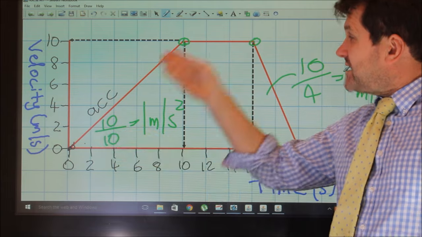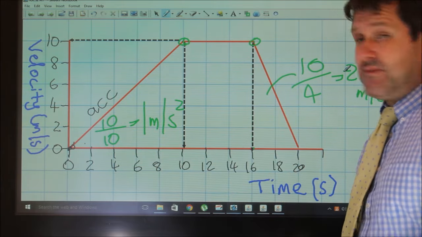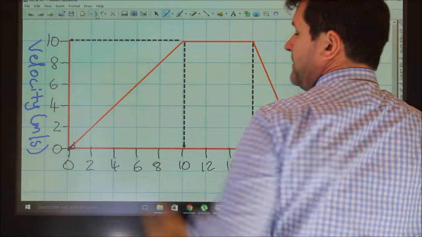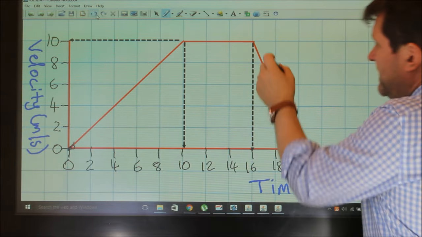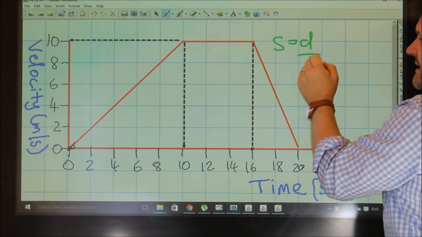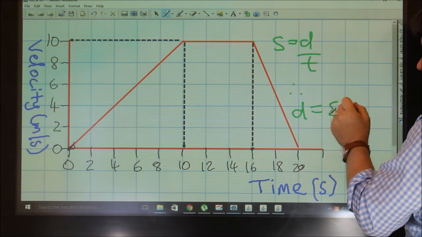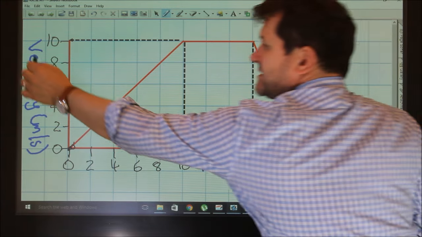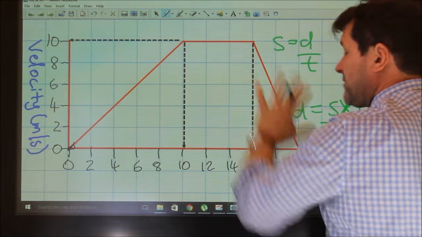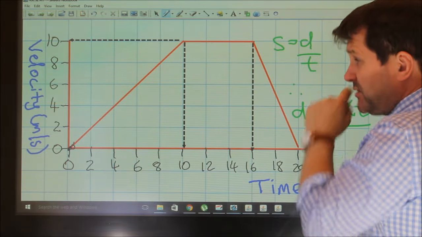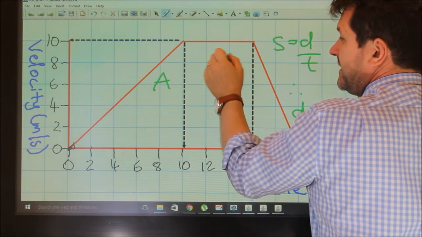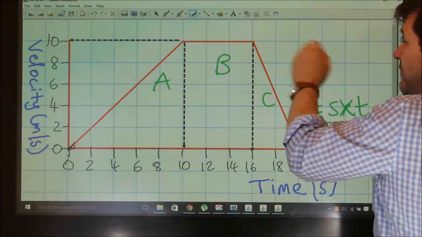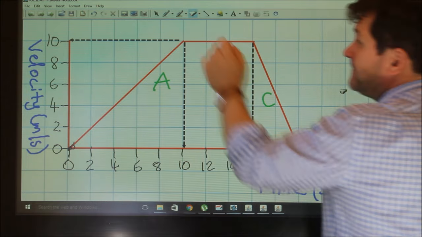So whilst we can work out acceleration, constant speed, deceleration, there's more we can work out from one of these graphs. We could also work out the distance travelled, because we remember speed equals distance divided by time, so distance equals speed times time. Now where we've got speed times time, because that's the two axes of our graph, the area under the graph will give us the distance travelled. So if we split this into A, B and C, we can realise that the area under the graph is the distance travelled.